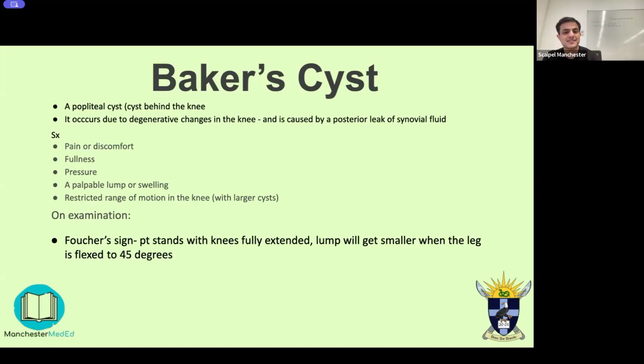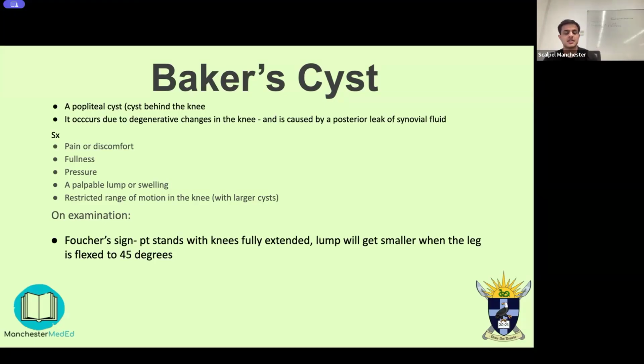All right, next one, Baker's cyst. So this is a popliteal cyst. It's a cyst behind the knee. It occurs due to degenerative changes in the knee, and it's caused by a posterior leak of synovial fluid. So your main symptoms are pain or discomfort. You might feel a sense of fullness behind the knee, a lot of pressure, a palpable lump or swelling, and you also might notice you've got some restricted range of motion in the knee.